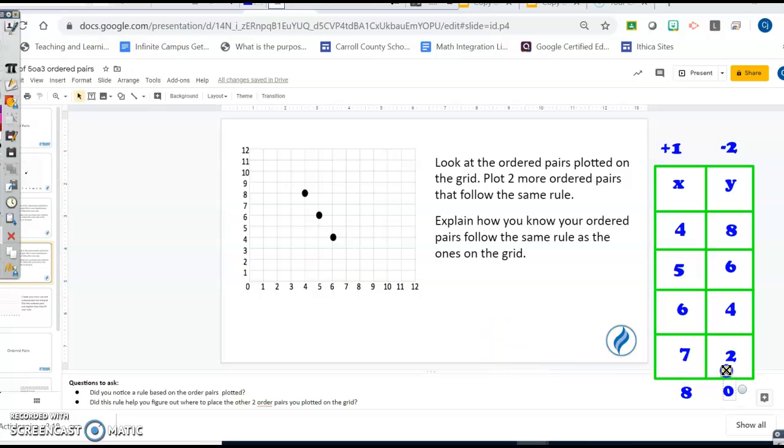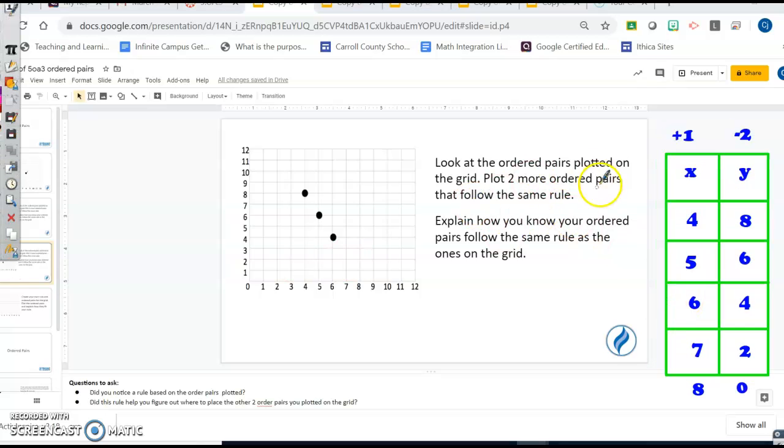And then I can go back and plot these last two ordered pairs, because that's what the problem says: plot those ordered pairs. So I have 7 and 2. x would be 7, y is 2, so I would put my mark there. And then I had an x of 8, and my y coordinate would be 0.